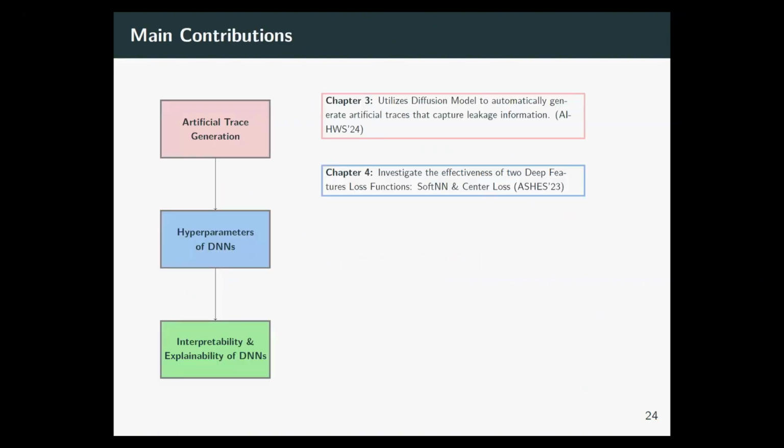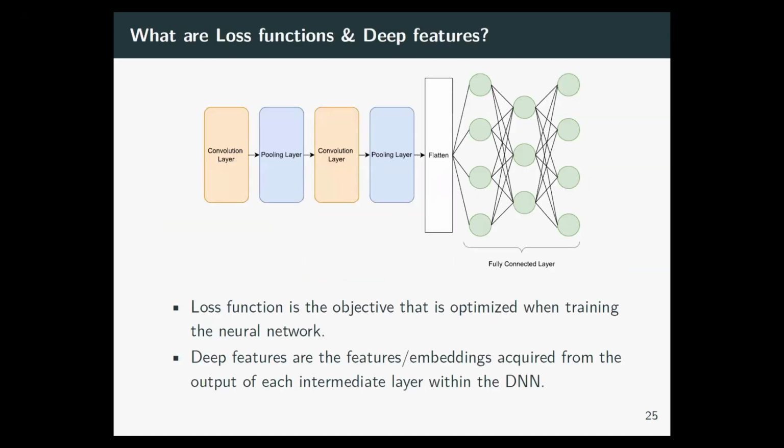So in our first work, we look into one particular hyperparameter, which is the loss function. We investigate the effectiveness of two deep feature loss functions, soft NN and center loss. So what is a loss function? A loss function is just the objective that is being optimized when training the neural network. This loss function will guide the neural network on how to update the weights. Then deep features are simply the outputs of each intermediate layer of the DNN.